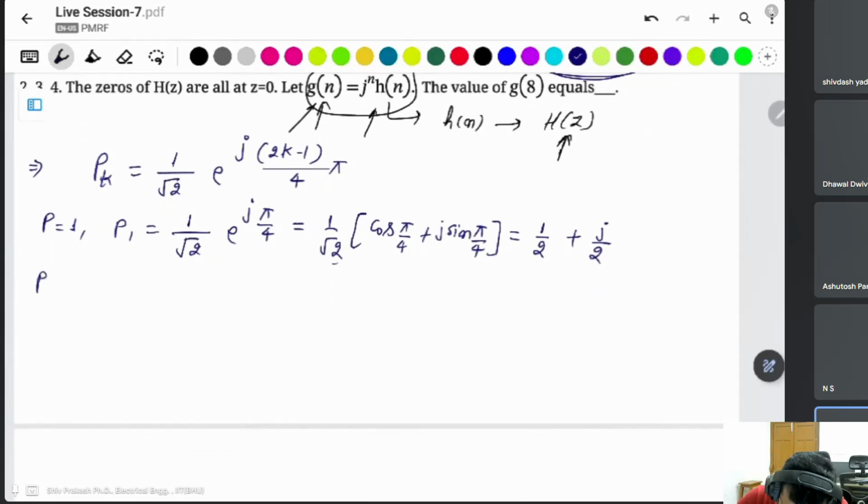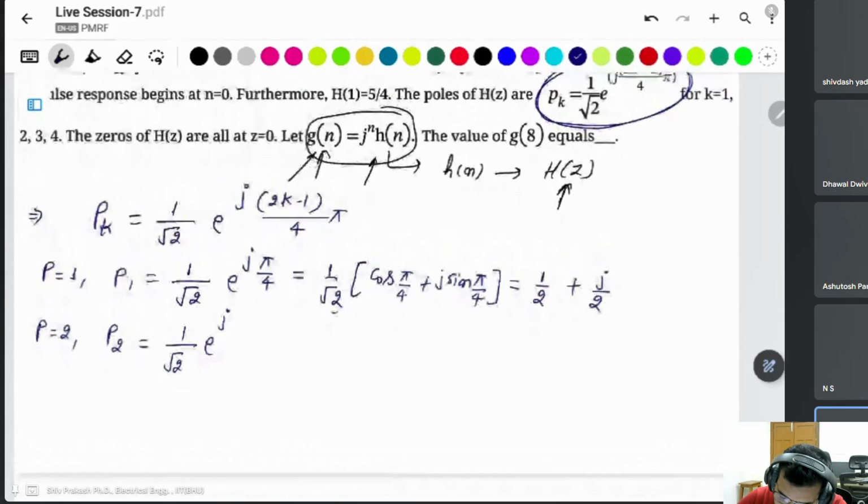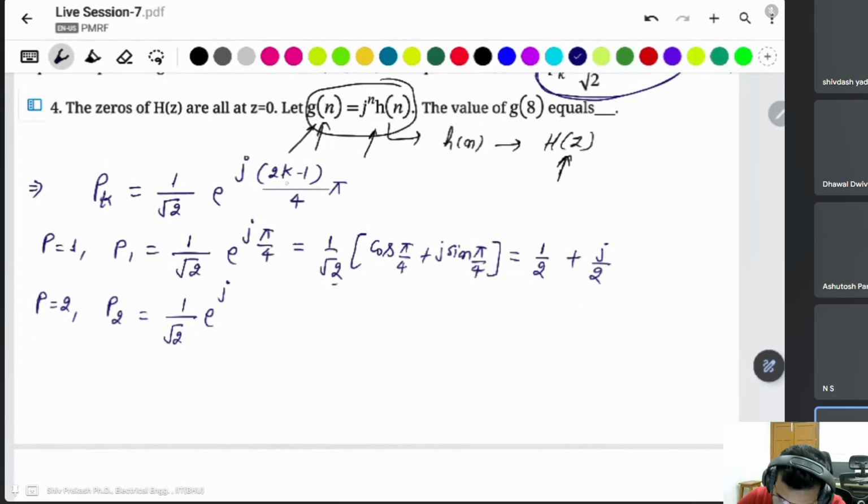What is p equal to? Put in the value p is equal to 2, p2. Second pole is 1 by root 2 e to the power of j pi (2k minus 1). It means 4 minus 1 is 3 pi by 4. Then 1 by root 2 cos 3 pi by 4 plus j sin 3 pi by 4.